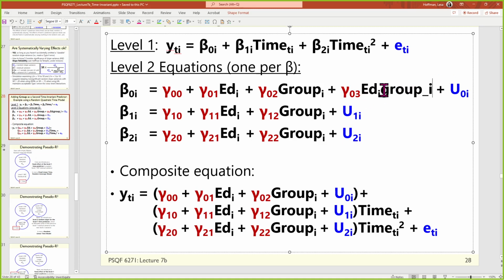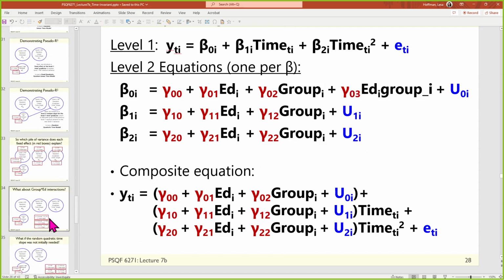So education by group. Now, is this a cross-level interaction or no? It is not. I would call it a level 2 interaction because it's two different level 2 predictors. Just like time squared, I'd call that a level 1 interaction because time is a level 1 variable multiplied by itself as a level 1 variable. So you can have level 1 interactions, level 2 interactions, or cross-level interactions.